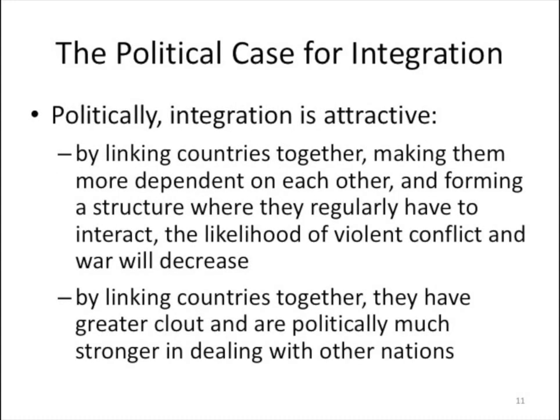What is the political case? By linking countries together, there's less likelihood of violent conflict between the two countries, and the linked countries generally have more clout than one individual. So, if you're looking at South America, as those countries come together and form a larger bloc, have a common policy to those countries that are not inside that bloc, that will have more clout than one individual country.